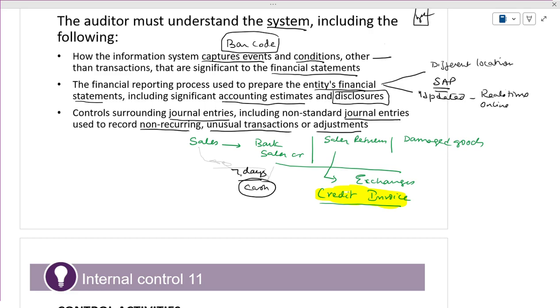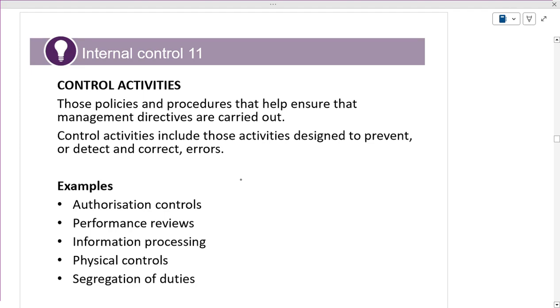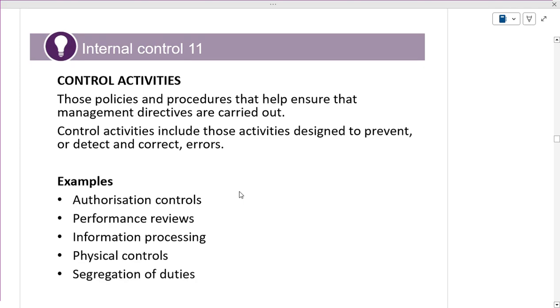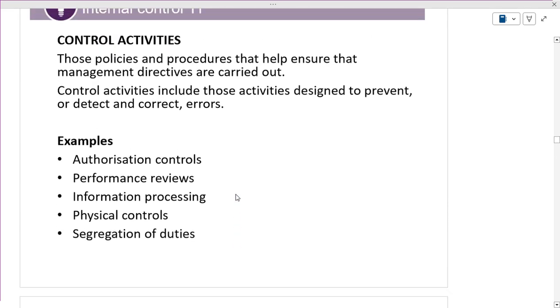These things are happening on a daily basis. These things are going to be addressed, and identified with respect to auditors' responsibilities. I will cover this one and I will stop there. What are the control activities? Those policies and procedures help to ensure that management directives are carried out. I can put it very clearly, management instructions.